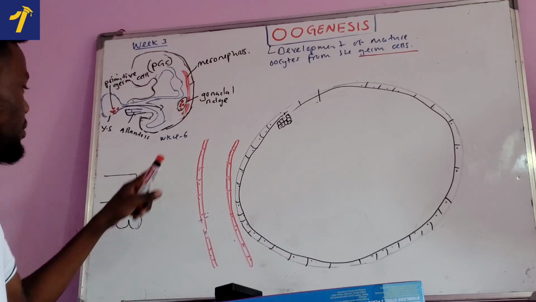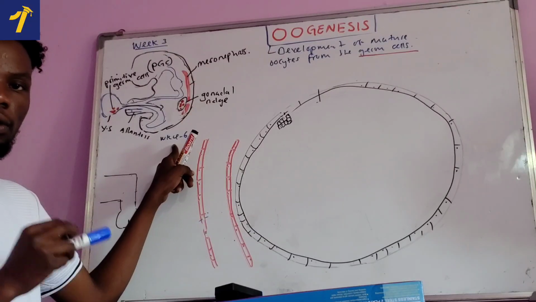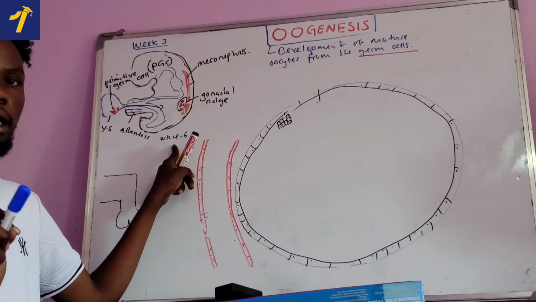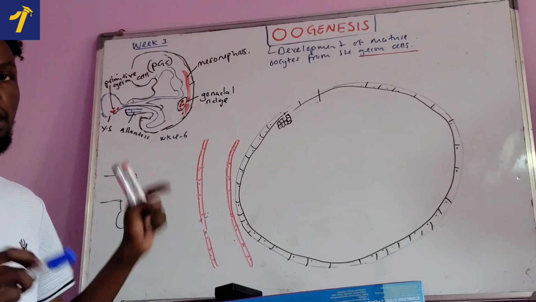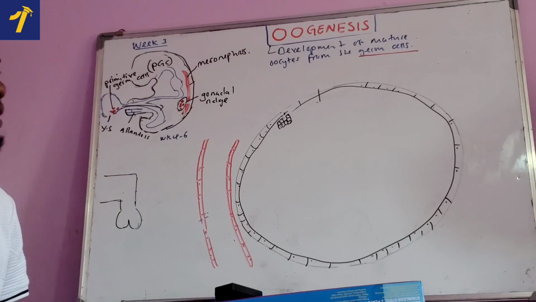This migration is very crucial, because if these germ cells do not migrate, they will develop into what we call tumors or cancer. So no wonder it is crucial for them to start migrating around 4 to 6 weeks.